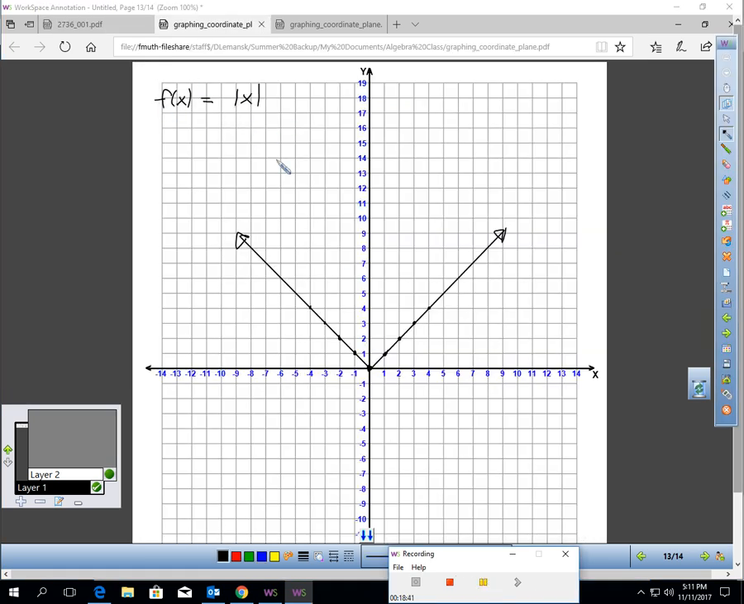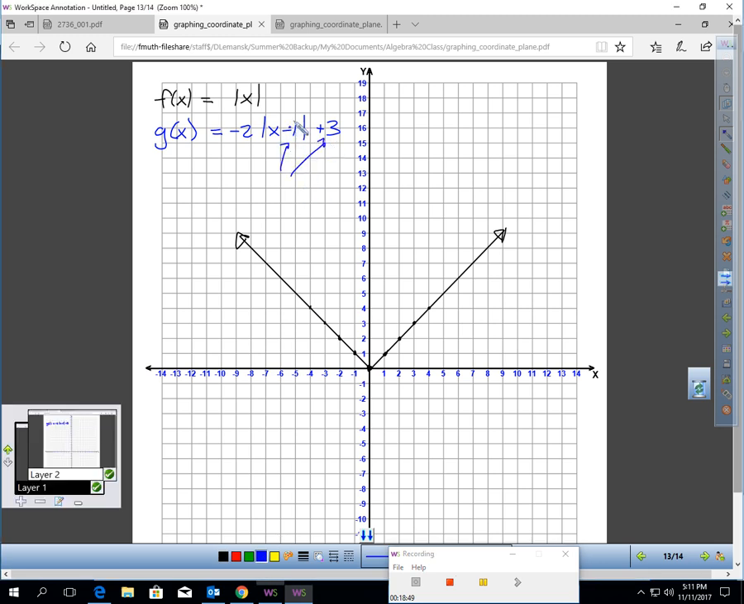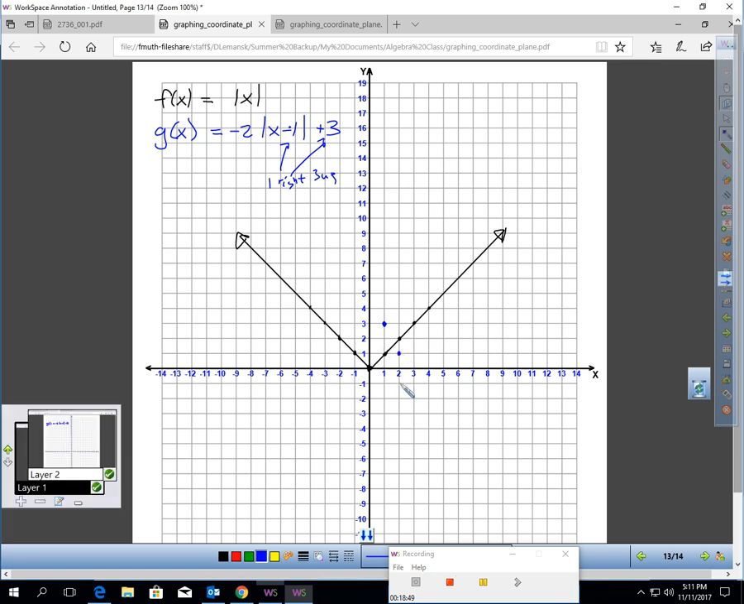Okay, and here's the parent function, as always, vertex 0, 0, up 1 over 1 each time. And now let's get to g of x. Can you see how the vertex is 1 right, this is backward, 1 right, 3 up. And then my slope is negative 2, that means from here go down 2 over 1, down 2 over 1, and then do that in the other direction to create my V. And all I have to do now is get my ruler and draw it out. So there's g of x graphed.